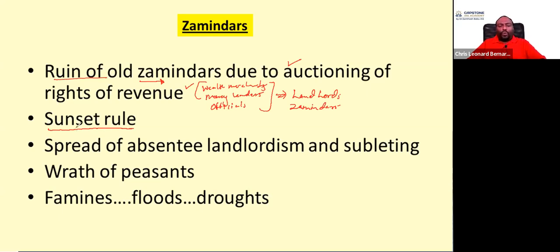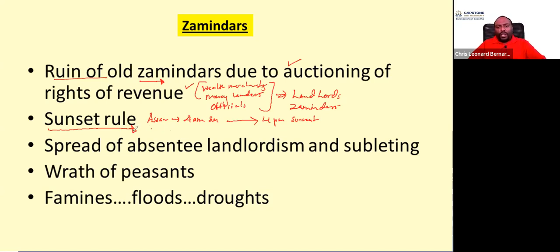Moreover, the sunset rule was brought in. The sunset rule differs in different areas. If you see in Assam, there is a bright sun at 4 a.m., and by 4 p.m. there is a sunset. But this rule was not followed properly, and the British had their own timings and extended the work hours. This had an impact on agriculture.